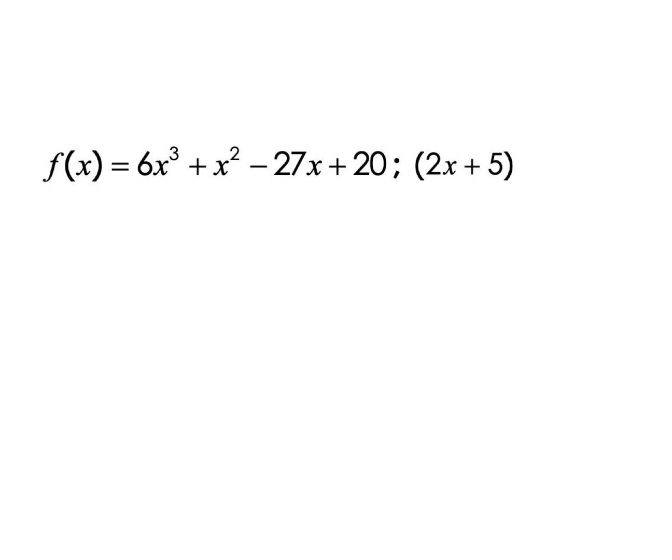Here we have 6x cubed plus x squared minus 27x plus 20. And 2x plus 5 is a factor. So for this case, we have to use polynomial long division. So we have 6x cubed plus x squared minus 27x plus 20 divided by 2x plus 5.